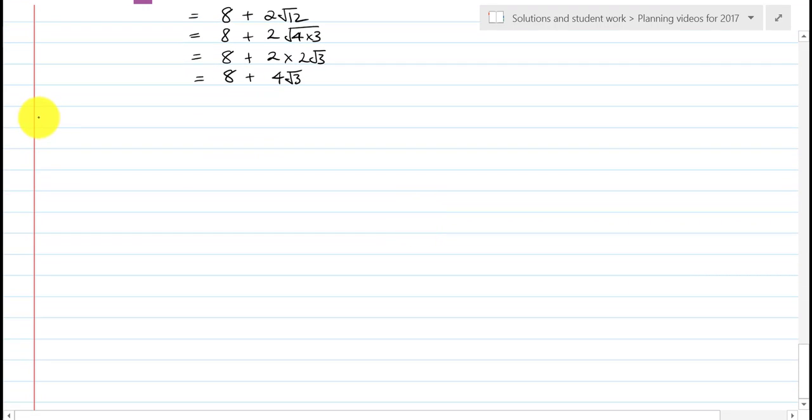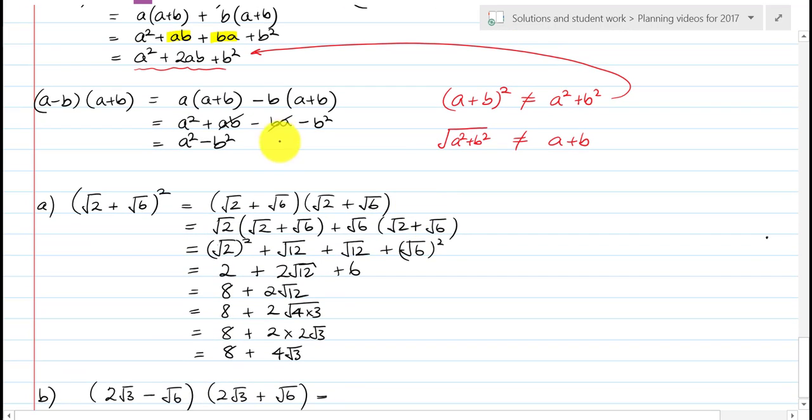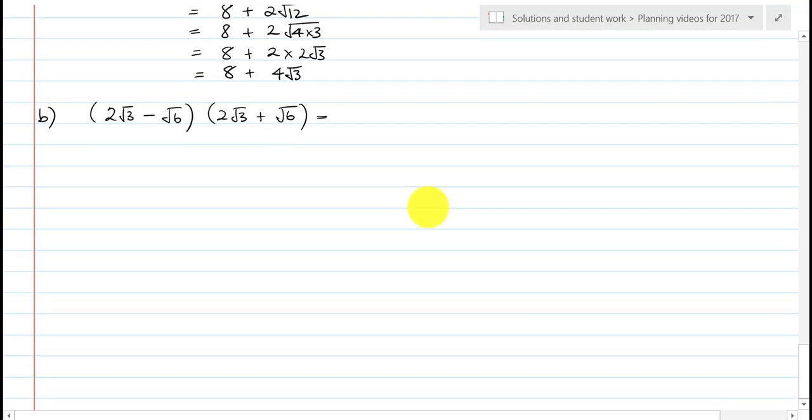I have two more examples for you. First of all, b, which is 2 root 3 minus root 6 times by 2 root 3 plus root 6. And you might recall this is a difference of two squares expansion. Again, I'll do it the long way, but you might want to go and just check using that difference of two squares rule here and see if it comes out the same. But I'll do it the long way.